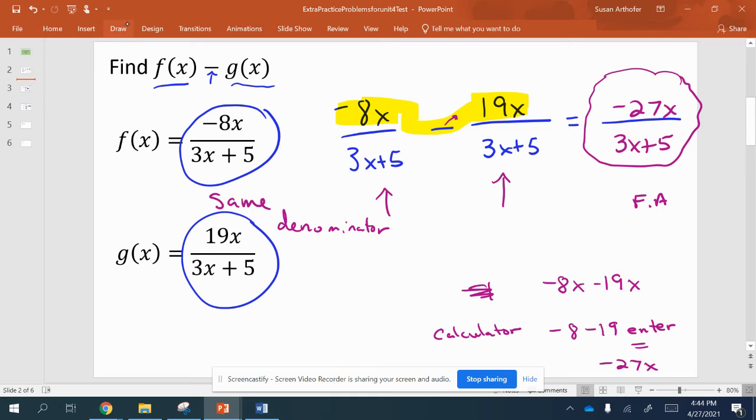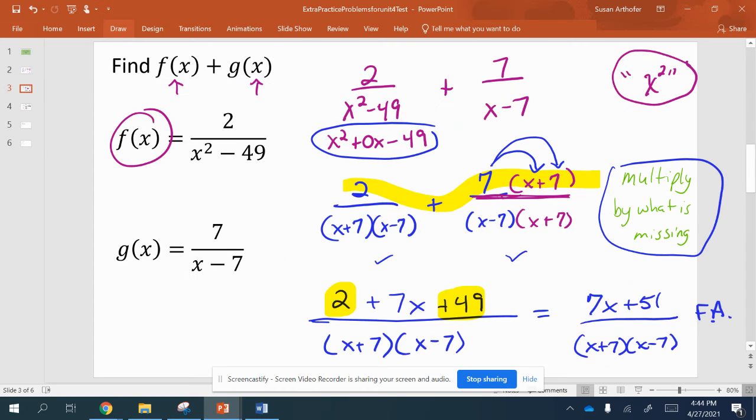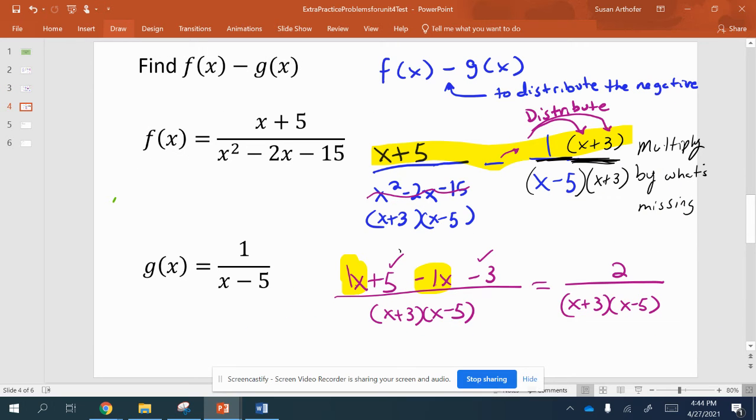Remember this one? Same, same, same. And we just had to do the tops, right? And then this one was different denominators. We had to factor with the magic X and then multiply by what's missing and then add up, combine like terms on the top, right? 3 steps there.